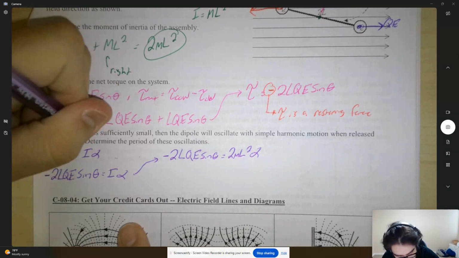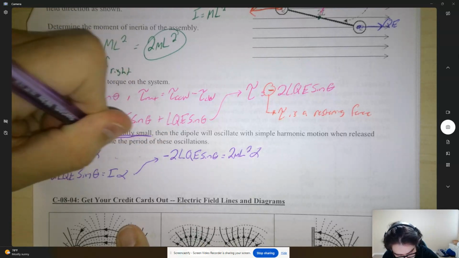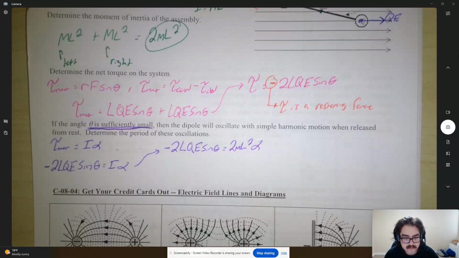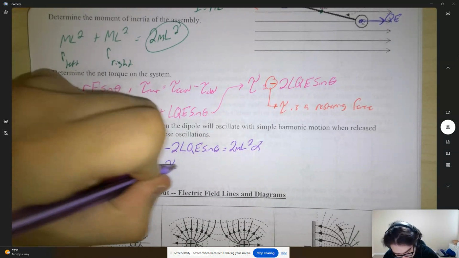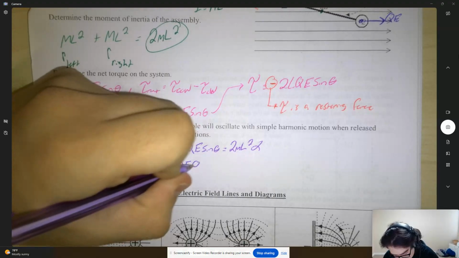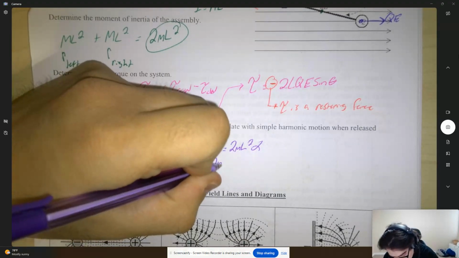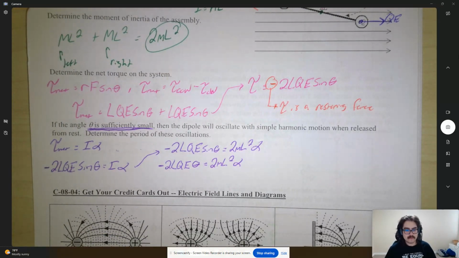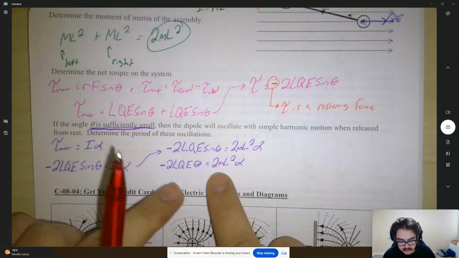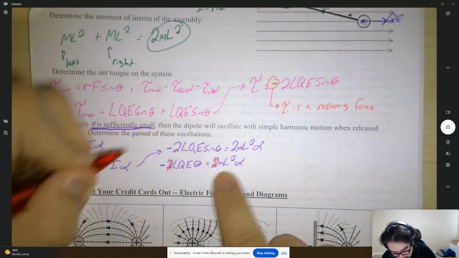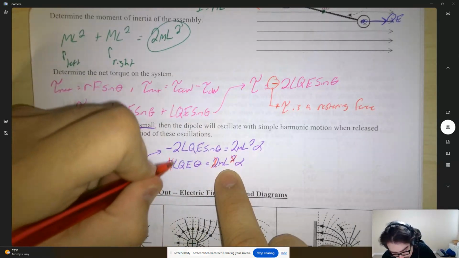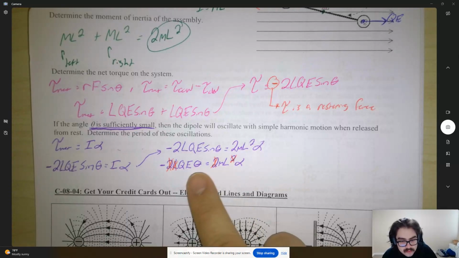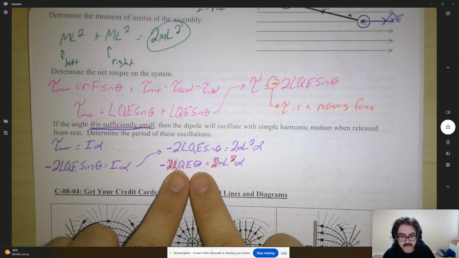Also, it says that the small angle approximation is in play here, so sine theta becomes theta. So this is really just negative 2 L Q E theta equals 2 m L squared alpha. Now, there are a couple of things that can cancel out here. I can cancel out a 2 on both sides and one of my L's. It doesn't look like I can cancel anything else out. So it ends up being negative Q E theta.